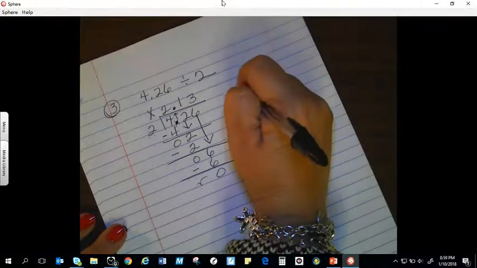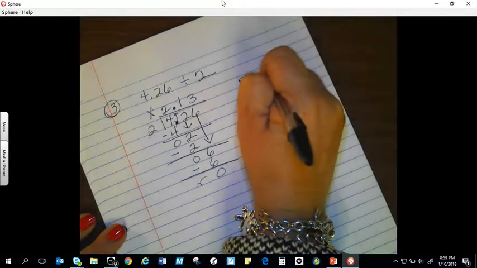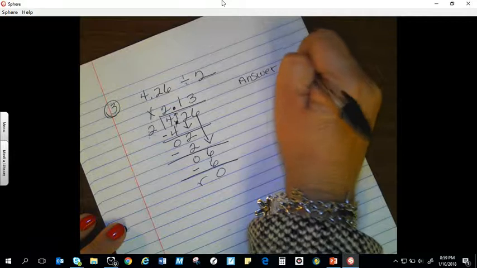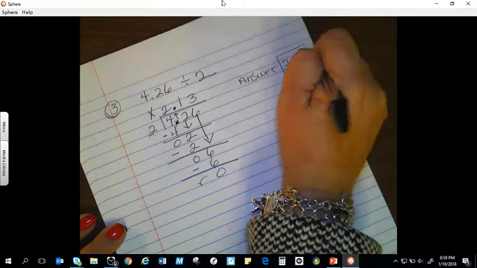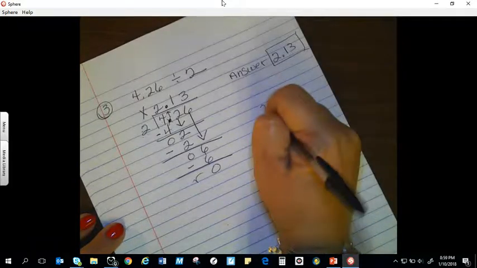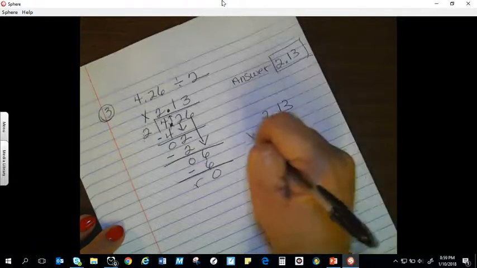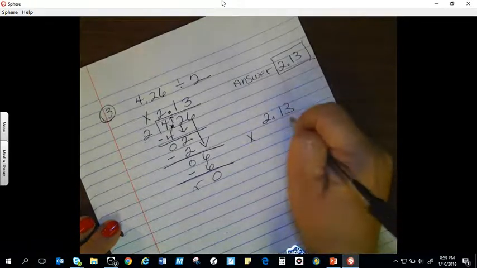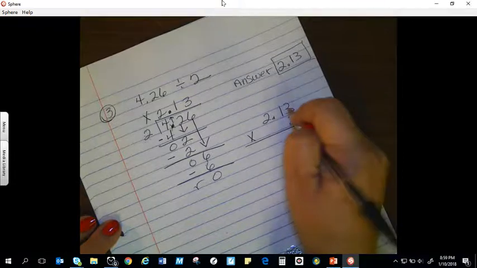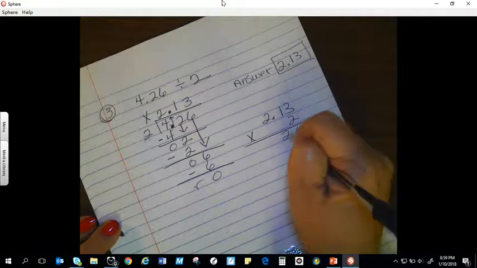So my final answer is 2 and 13/100. Okay, to multiply that to check your work, again, you're going to do the inverse. So 2 and 13/100 times 2 is 2 times 3 is 6. 2 times 1 is 2. 2 times 2 is 4.